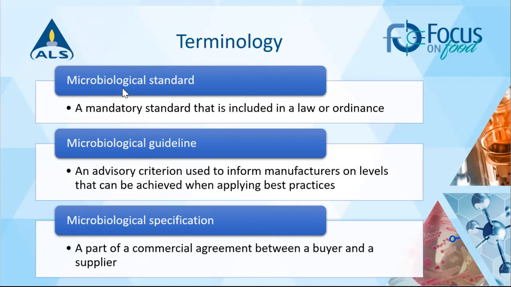So within this, a microbiological standard is a mandatory standard that's included in a law or an ordinance, so in the regulations. A microbiological guideline is an advisory criterion used to inform manufacturers on levels that can be achieved if applying best practice. And a microbiological specification is usually a part of a commercial agreement between a buyer and a supplier, but we just sort of use it as a general term for micro criteria and limits.